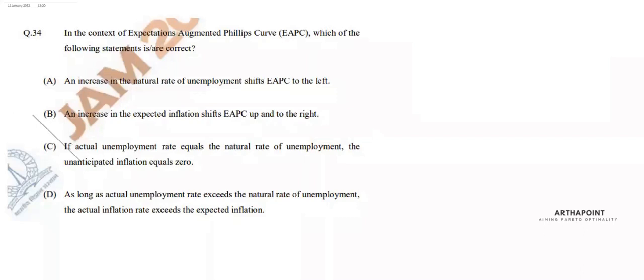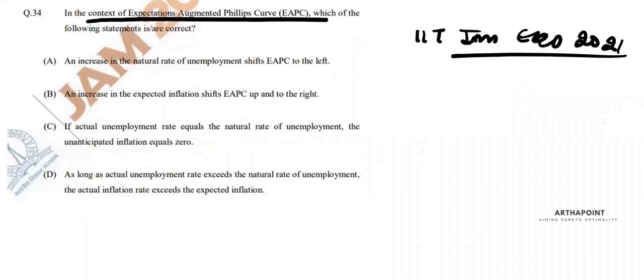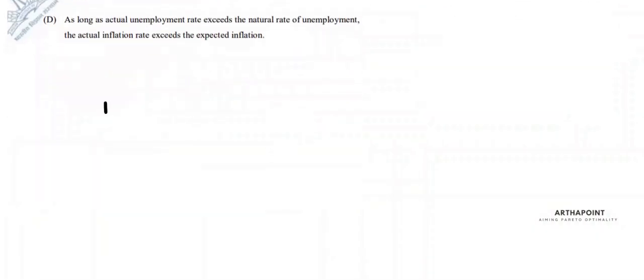This is question number 34 of the IIT JAM Economics 2021 paper. Let's see what the question is saying. In case of the augmented Phillips curve, the expectations-augmented Phillips curve, leave all the options aside. Let's talk about the augmented Phillips curve.